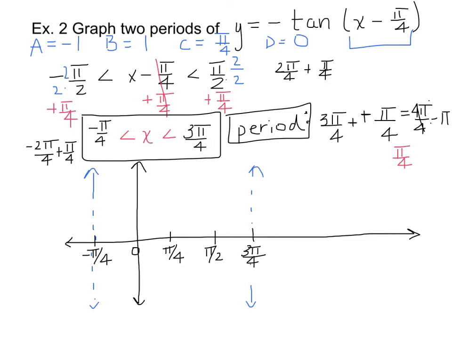And then I'm going to keep adding pi over 4 so I can get another period. 3 pi over 4, 4 pi over 4, 5 pi over 4, 6 pi over 4, which I have to reduce, and then 7 pi over 4. That's my next 5th tick mark, so this one needs an asymptote. Alright, A is negative 1.